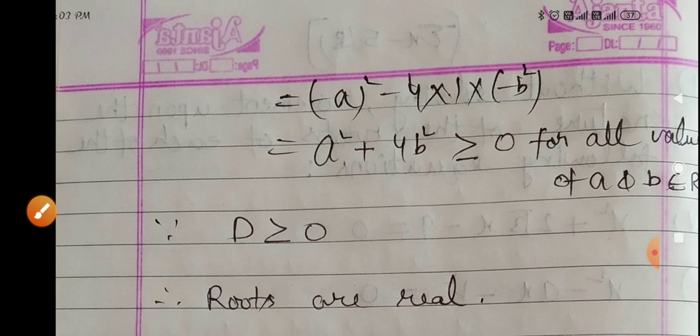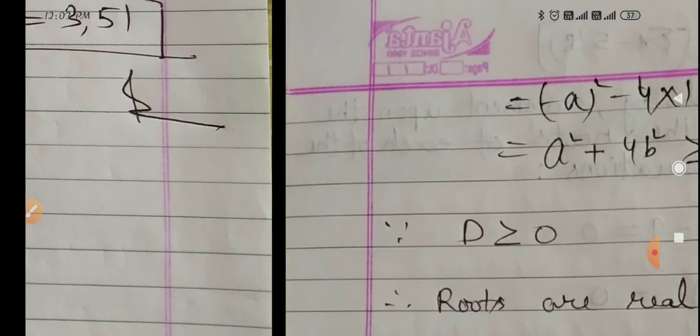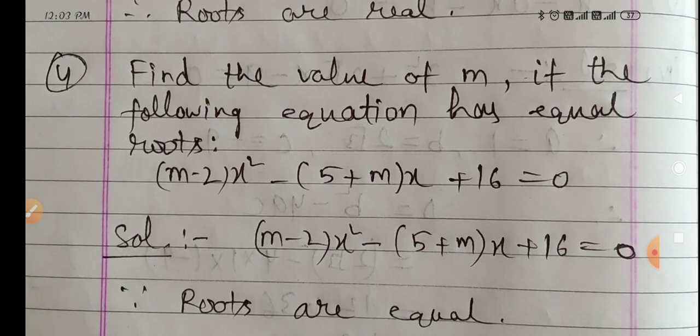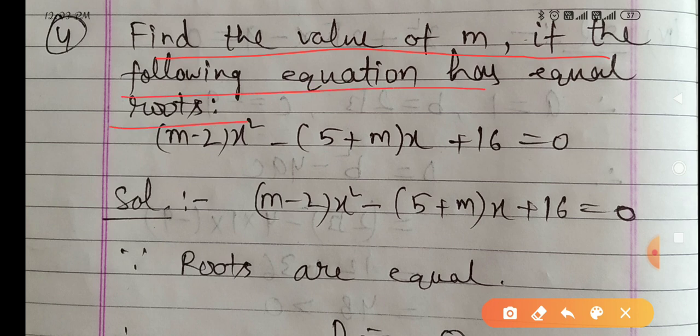Next question you can see. Fourth question. Find the value of m if the following equation has equal roots. Now you see students, whatever equation is given, its roots are equal. It is said already in the question. When roots are equal, it means that D equals 0 you can take. D means discriminant equals 0 can be taken.